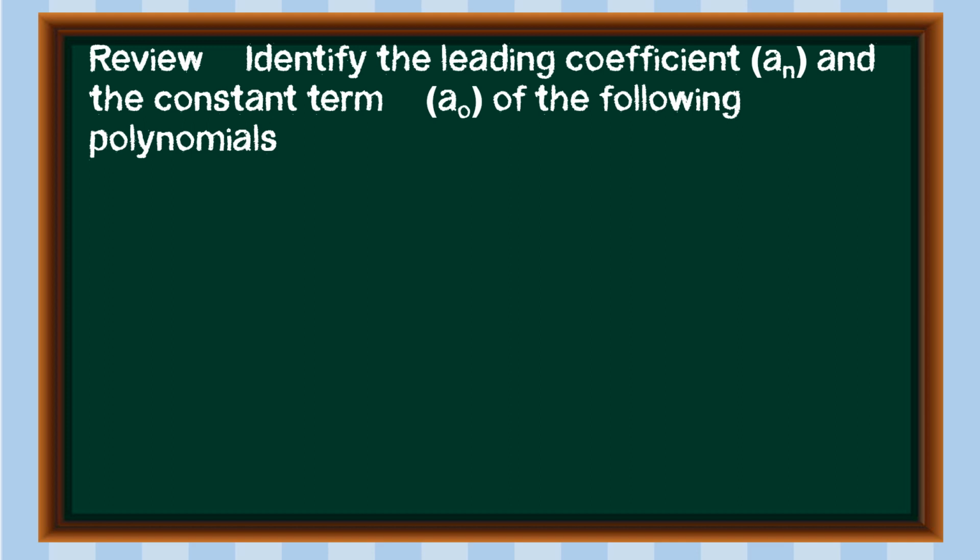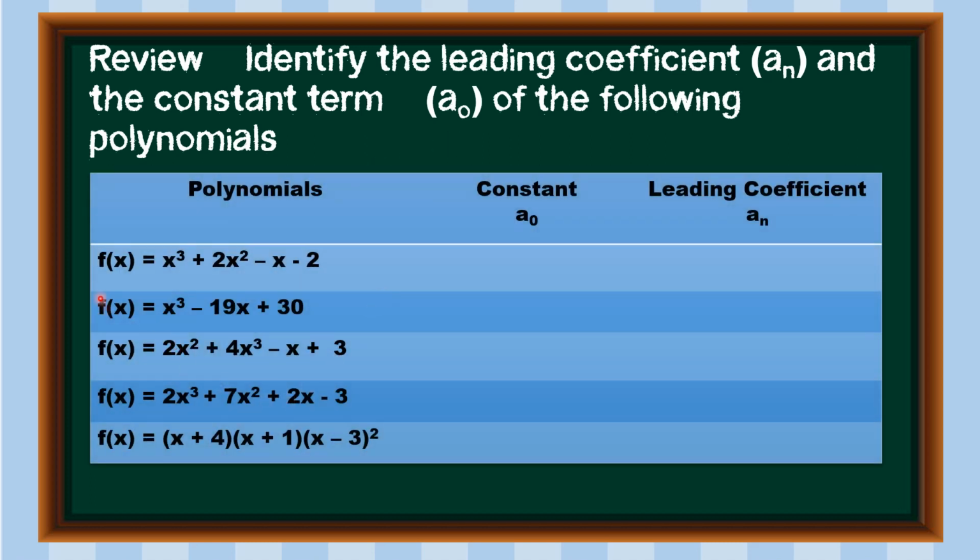Now, let us have first a review of our previous lesson. We will identify the leading coefficient, which we will represent as a sub n, and the constant term, which we will represent as a sub 0 of the following polynomials. We have here f of x is equal to x cubed plus 2x squared minus x minus 2. The constant is, that's right, it's negative 2. Yung number na walang kasamang variable. And the leading coefficient here is, ayan, it's 1.